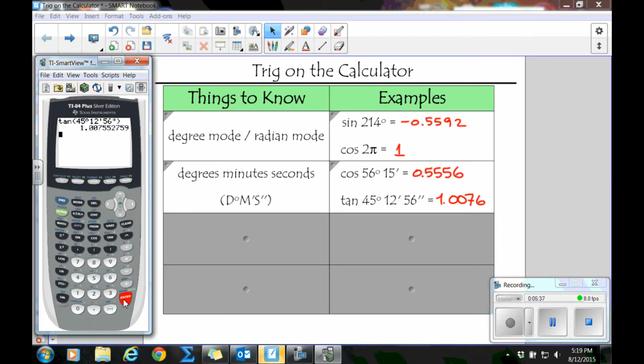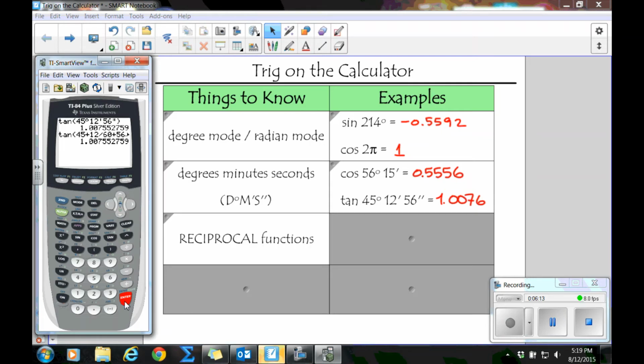If you can't find these features on your calculator, you would type in tangent of 45 plus 12 divided by 60. There are 60 minutes in a degree, plus 56 divided by 3600, because there are 3600 seconds in a degree. And you'd get the same answer. Okay. Degree, minute, second takes a little bit of time to get used to.